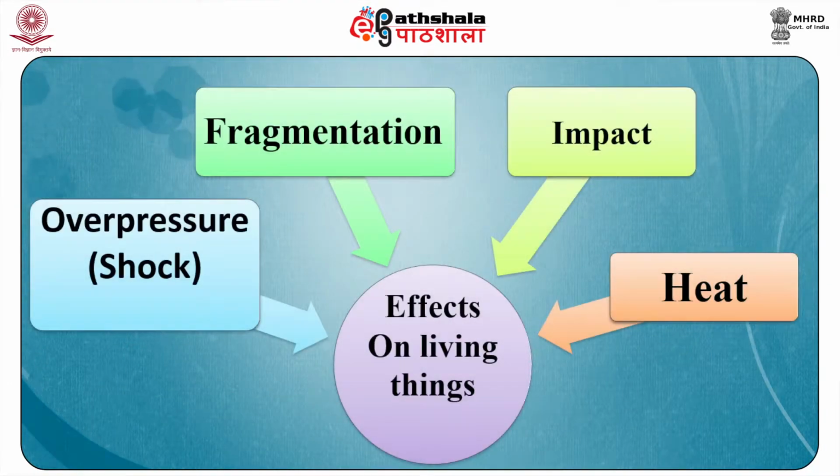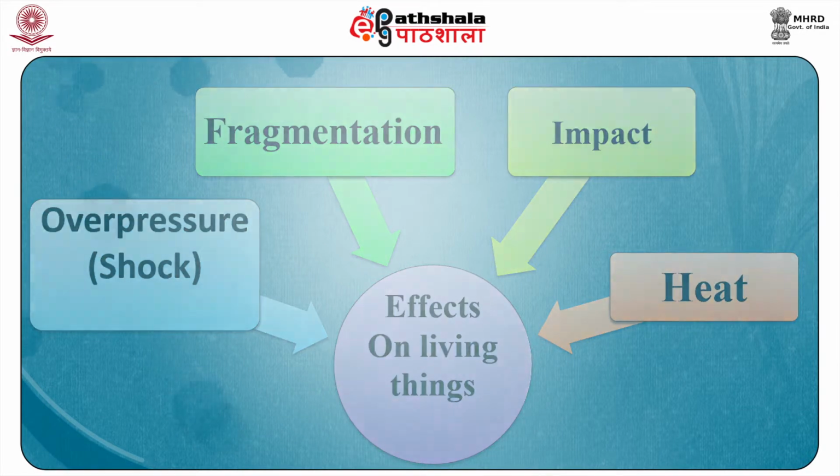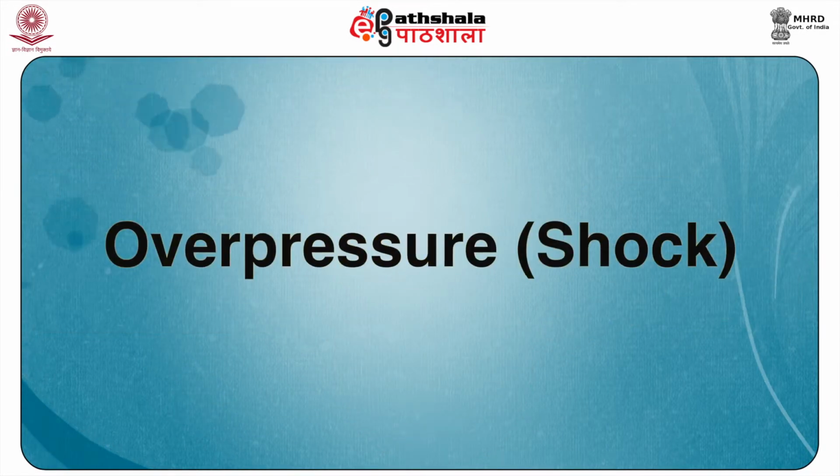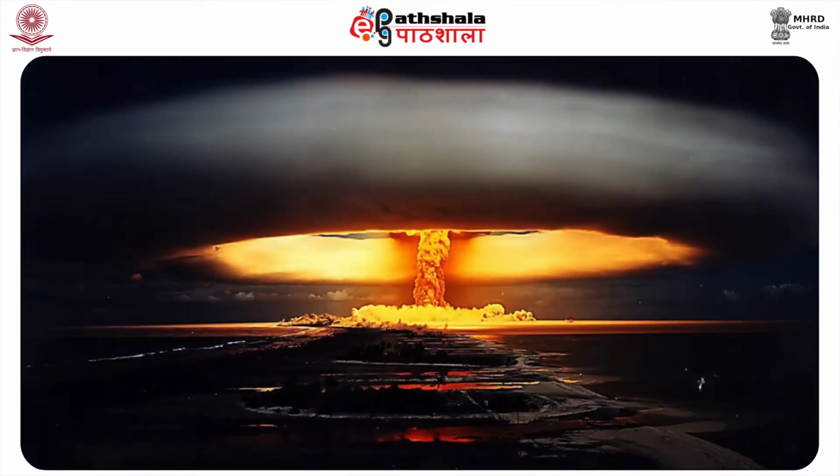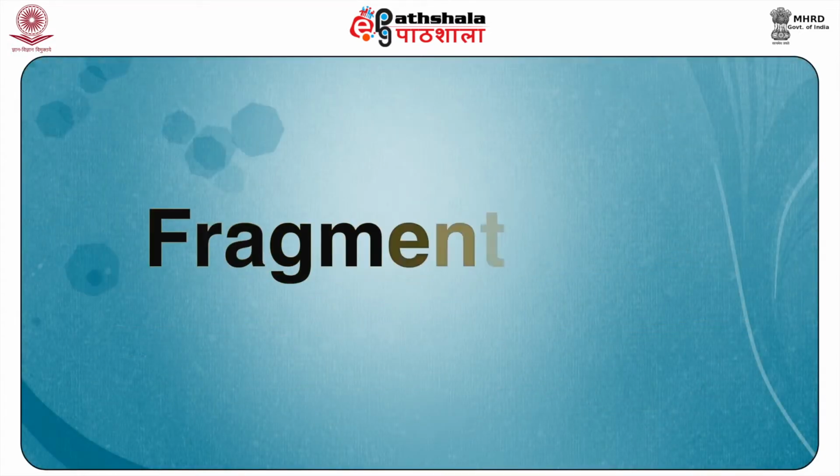The effects on living things which are near a blast can be categorized into 4 types, and they are heat, impact, fragmentation and overpressure. Overpressure is also called shock. When we talk about what overpressure or shock is, it is the abrupt and extreme upsurge in ambient pressure which can harm the internal tissue, probably leading to everlasting harm and in most cases death. Coming to fragmentation.